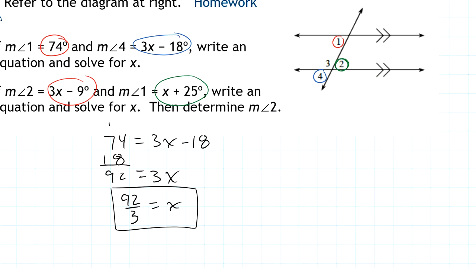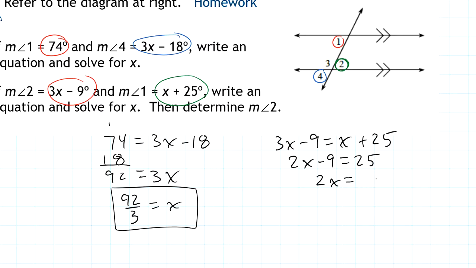So if I'm setting those equal, here's the 3x minus 9, and that has to equal x plus 25. If I take away an x from each side, this is 2x minus 9 equals 25, and then I can add 9 to both sides. So 2x is 9 plus 25. That's the number 34. Then if I divide both sides by 2, x is 17.